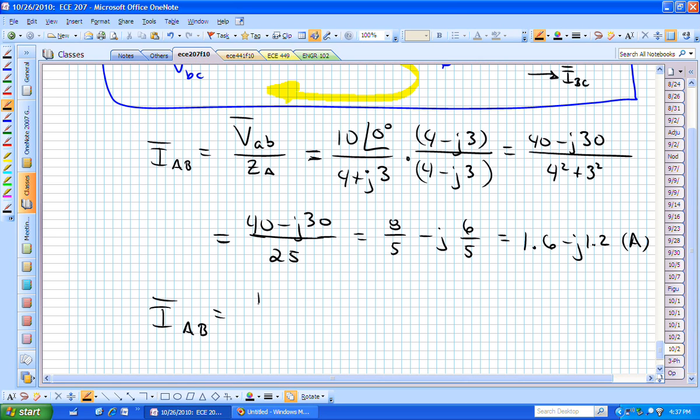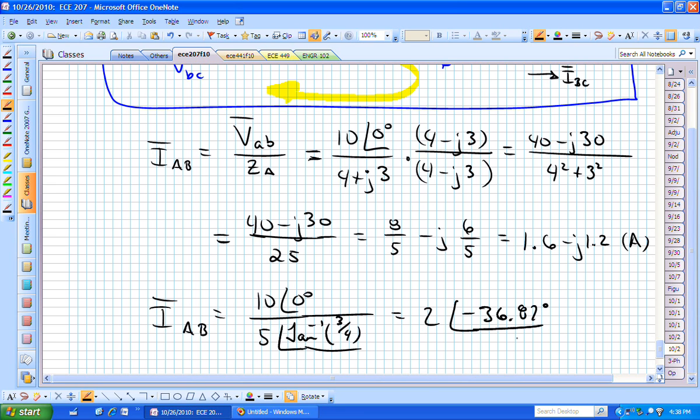converted the denominator to polar form, which the magnitude of, that's a 3, 4, 5 triangle, that's 5, and then this is the inverse tangent of 3 over 4. That's something smaller than 45 degrees. It's the 36.8 one, isn't it? So this is now 2 at an angle of minus 36.87 degrees. And that should be consistent with the 1.6 minus j 1.2. Either of those answers is correct, but that's what I would be looking for.